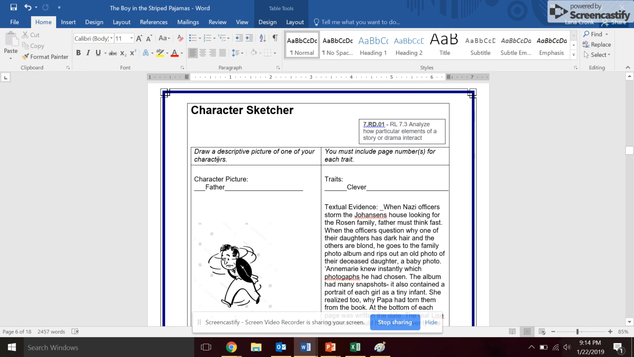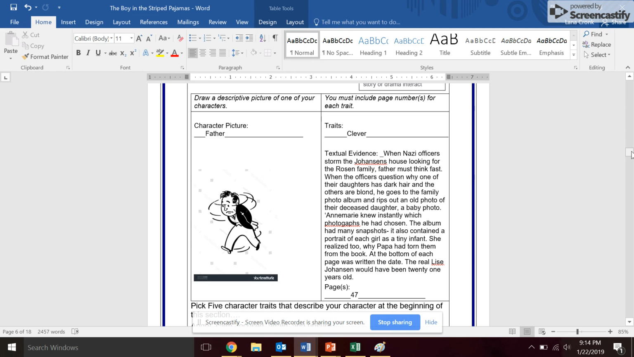So starting with the first box tells us to draw a descriptive picture of one of your characters. So my main character in the story is Anne Marie. However, in this particular scene, I wanted to draw some attention to Father because Father's being put in a really difficult situation. So I drew Father as someone pacing the floor who's very concerned. The reason he's concerned or a little bit down is because he just was in a situation where he had to lie to protect one of his friend's daughter.